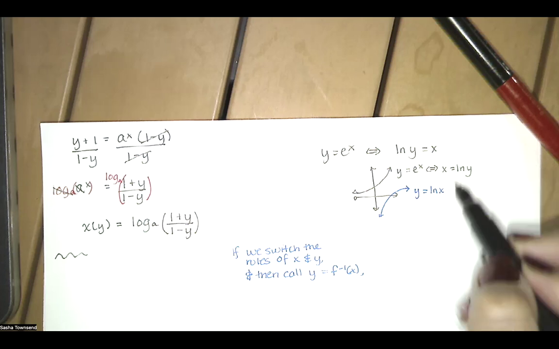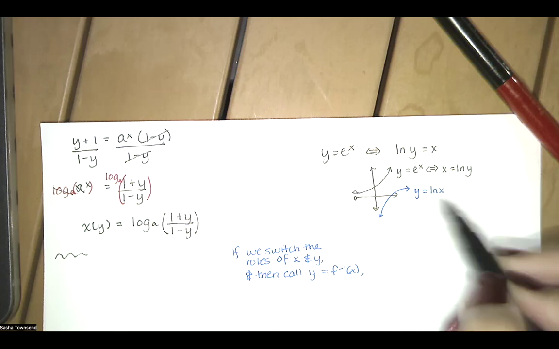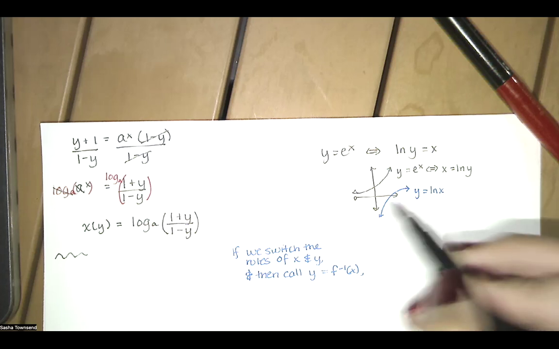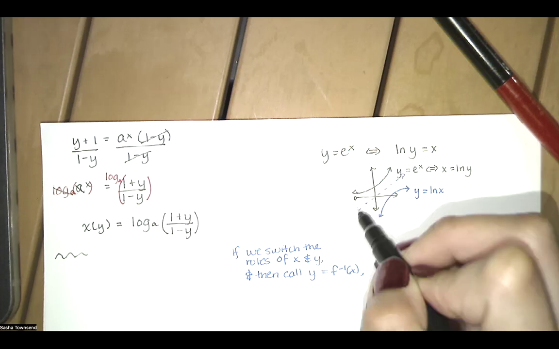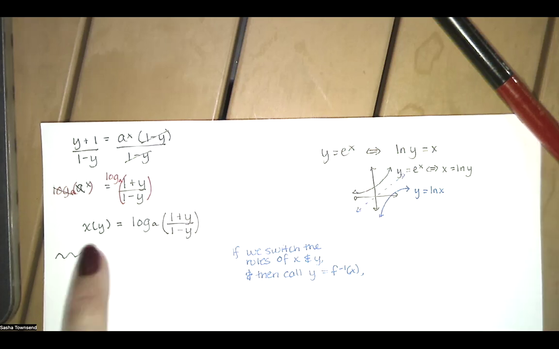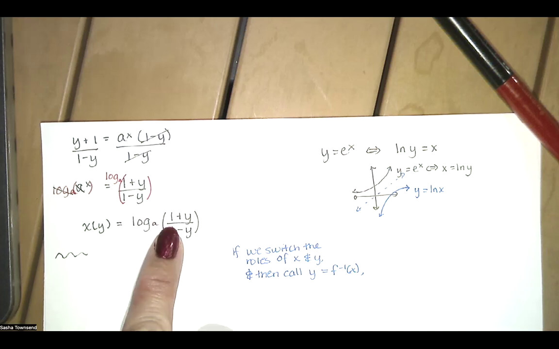So notice this is x equals natural log of y, which is equivalent to this. This is y equals natural log of x, which is the inverse. And we have that symmetry across the line y equals x. So here, this is not the inverse. This is just another way of writing the same equation.